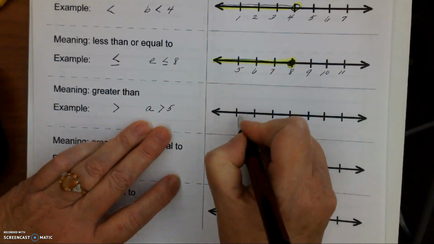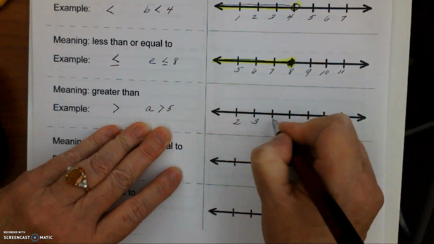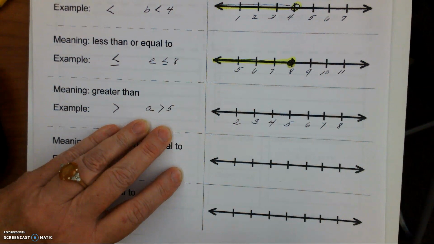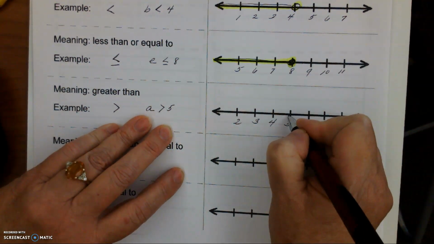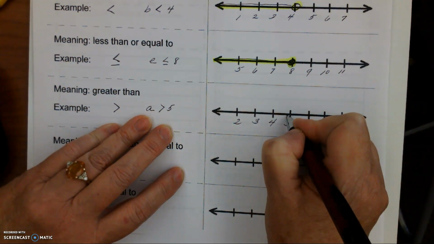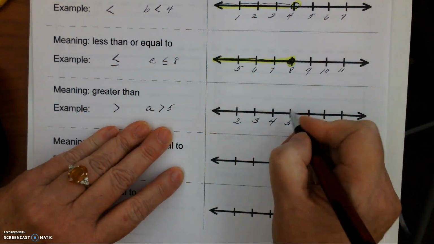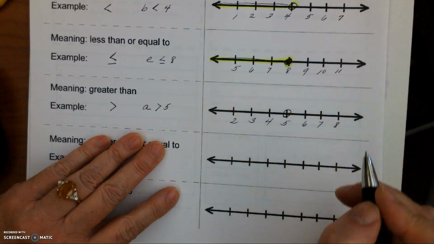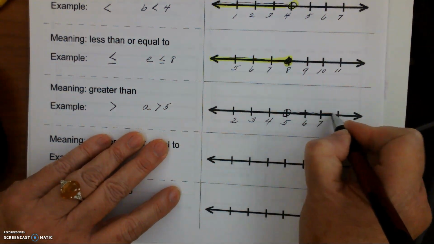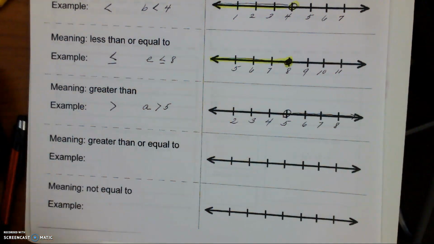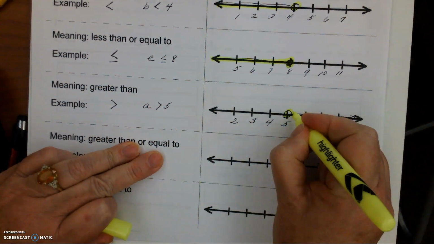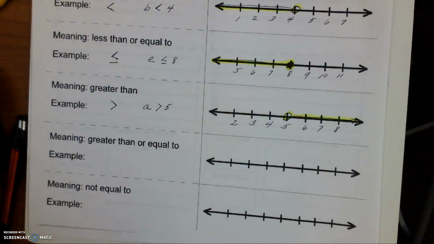And again, we're going to graph it. This is called graphing the solution. And A is greater than 5. So again, because it doesn't have an equal sign, it is an open circle, and it is going to go to the right because it's greater than. So again, we have the open circle, and we're going to go to the right.